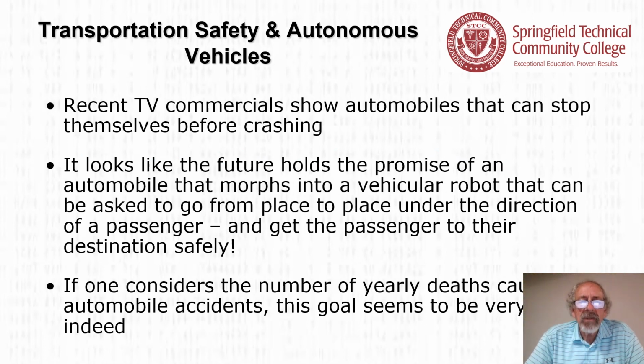What about transportation safety and autonomous vehicles? Recent TV commercials show automobiles that can stop themselves before crashing. Right now we call that automatic emergency braking, or AEB. It's an ADAS application, driver assistance. It looks like the future holds the promise of an automobile that morphs into a vehicular robot that can be asked to go from place to place under the direction of a passenger and get the passenger to their destination safely. You know, if you consider the number of yearly deaths caused by automobile accidents, this goal seems to be a very noble goal indeed.